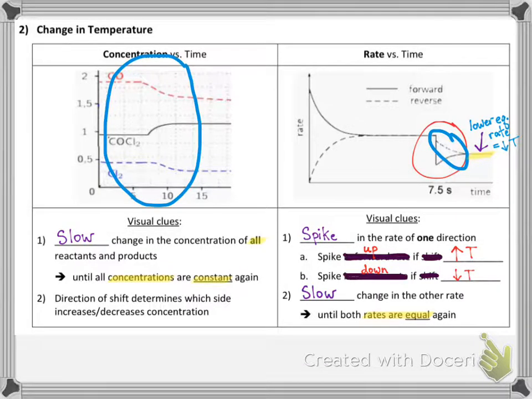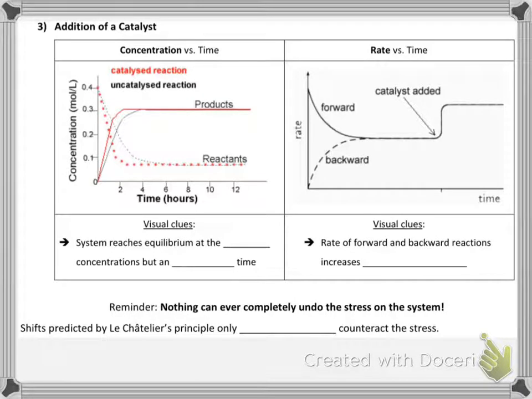Okay, one last graph to consider. What happens if you add a catalyst? Well, remember that adding a catalyst doesn't actually change the position of equilibrium, but it does mean that you will reach equilibrium faster. So that is what's shown in the concentration versus time graph. For the catalyzed reaction, you'll notice that the concentrations level off sooner than they do for the uncatalyzed. It's because it reached equilibrium faster. For the rate versus time graph, this is the only time you will see both forward and backward reaction rates changing at exactly the same amount at the same time. Zoom! They both hop up by the same amount.